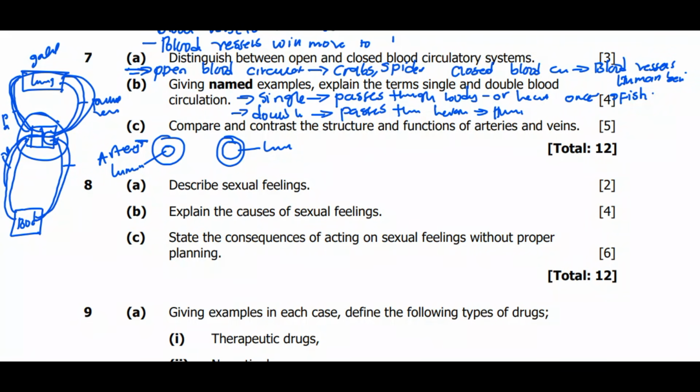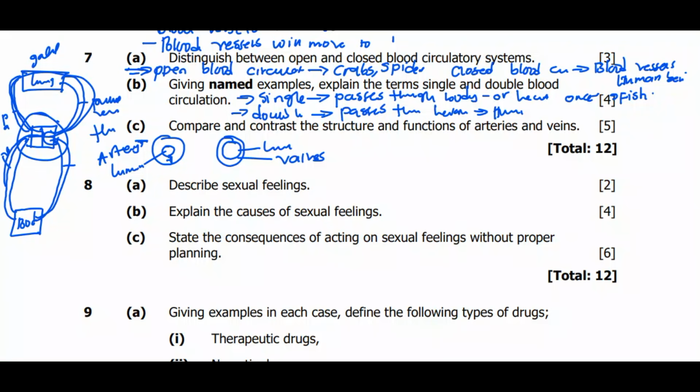Then the other difference is that veins consist of valves. Why? So that they prevent the backflow of blood. Since blood in veins travels at a low pressure, to prevent that backflow of blood we need the valves. The arteries do not contain valves. Then the other thing, we can see the muscle here.